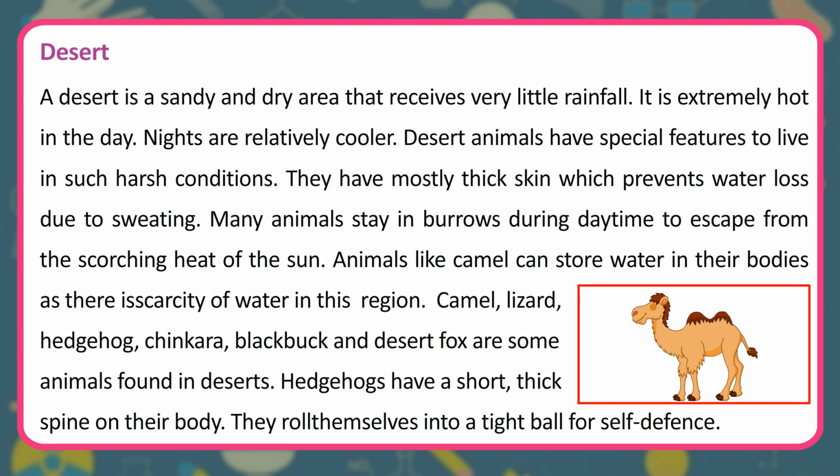Animals like the camel can store water in their bodies as there is scarcity of water in this region. Camel, lizard, hedgehog, chinkara, black buck and desert fox are some animals found in deserts. Hedgehogs have short, thick spines on their body. They roll themselves into a tight ball for self-defense.